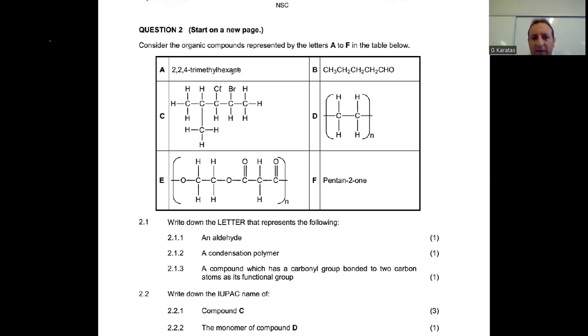Compound A ends with the ane suffix, so this belongs to the alkane family. It is an alkane. Compound B ends with CHO. This is usually the way we show the formyl group. That should be a formyl group. This is a formyl group. So this one is an aldehyde.